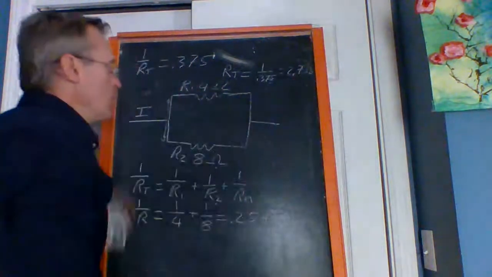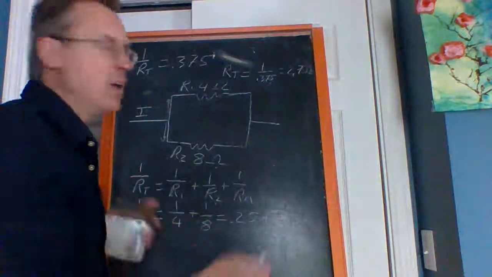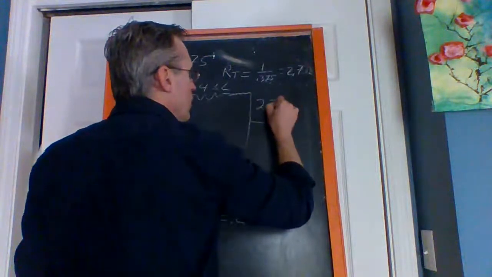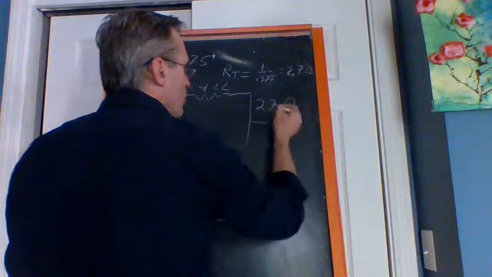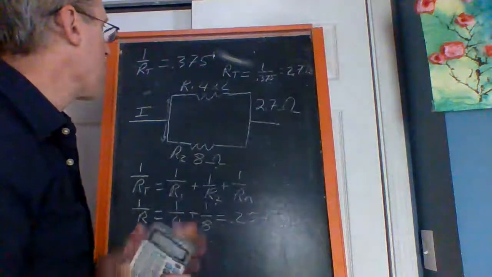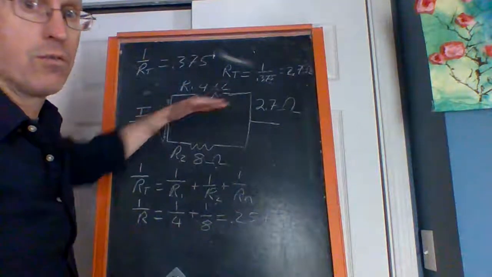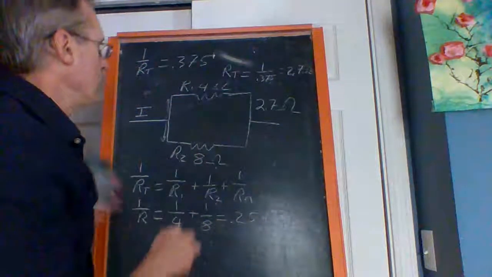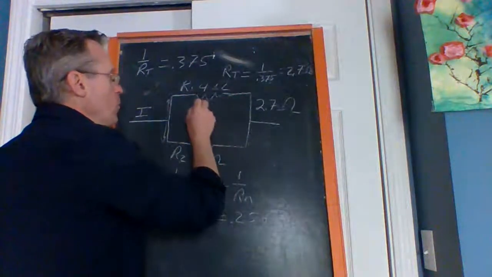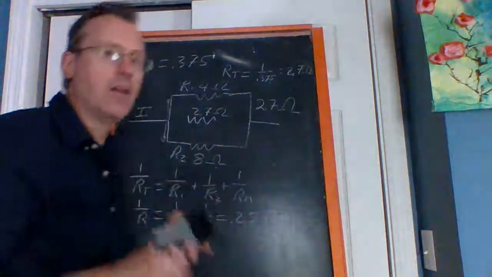Now notice I hooked up a 4 ohm resistor and an 8 ohm resistor in parallel, and the total resistance I'm getting from them is 2.7 ohms total in this section. So to the current going through here, the current doesn't know that it's branching off and going through a 4 and through an 8. To the current, this is exactly the same situation as if you replace this 4 and 8 in parallel with one 2.7 ohm resistor straight through. It looks the same way.